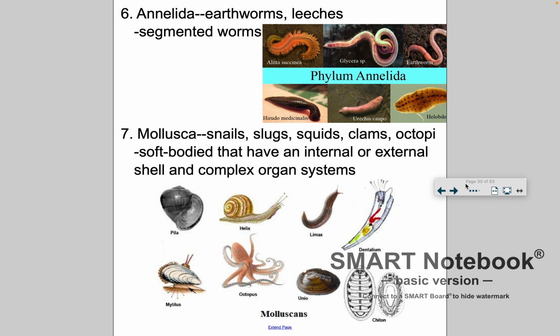Annelids are your earthworms, leeches. They are segmented worms. Mollusca: snails, slugs, squids, clams, octopi. Soft body, internal or external shell, and a lot of complex organ systems.